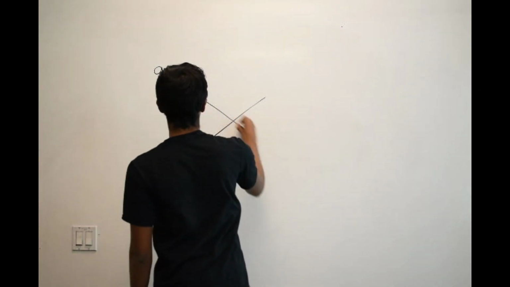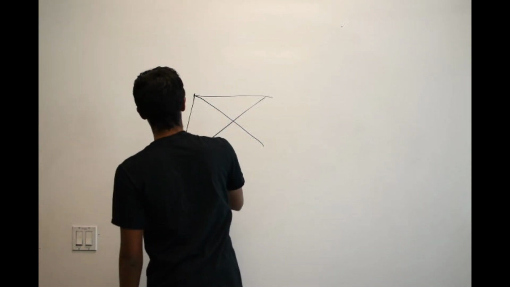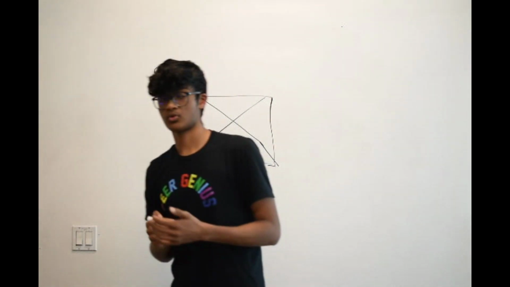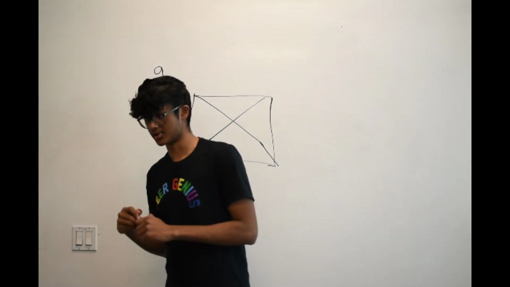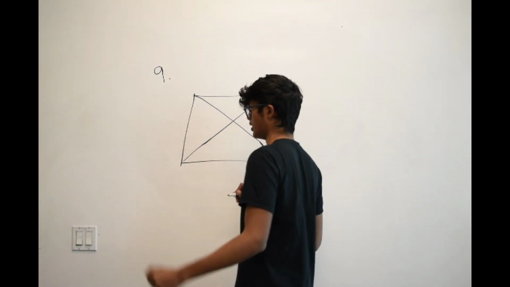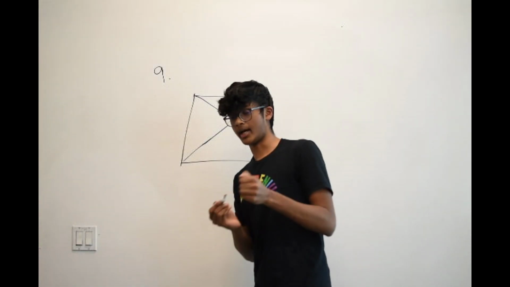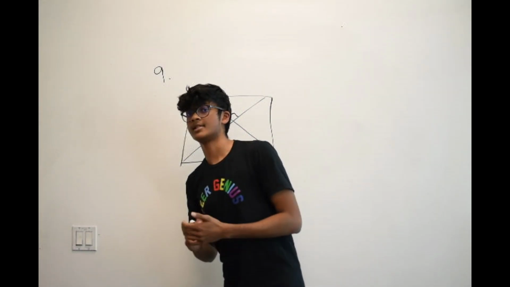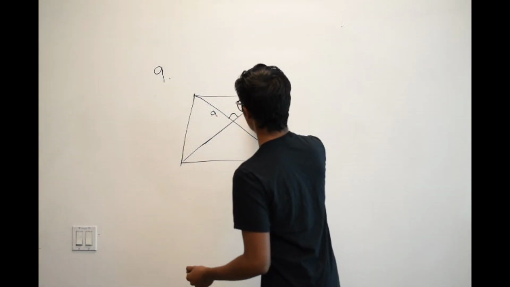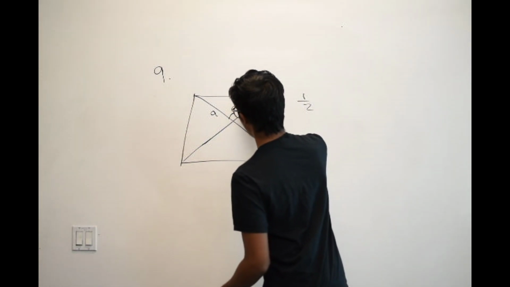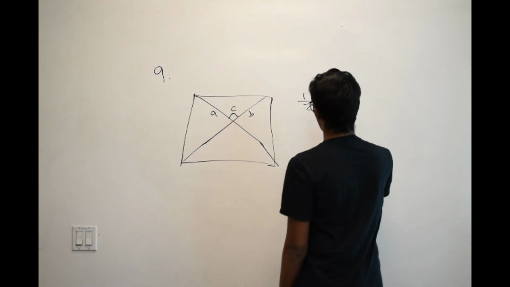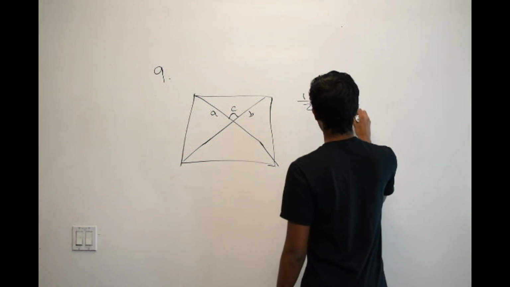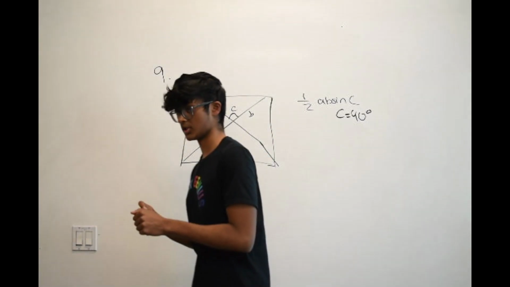I just draw two diagonals like that. The area of a quadrilateral with two perpendicular diagonals is just the product of the two diagonals divided by 2. The intuition behind making the diagonals perpendicular is that when you find the area of this triangle, you can find it by 1/2 AB sine C, where that's A, that's B, and that's angle C. Sine C is maximized when C equals 90 degrees. So that's why that should be the right angle.